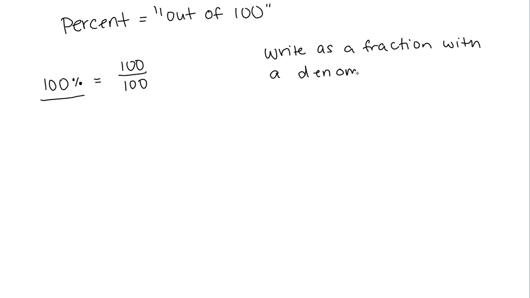Let's say we had 35%, okay? We want to write this as a fraction with a denominator of 100. Our numerator becomes this 35, and because it's percent, we say out of 100. That's our first step. We write it as a fraction with a denominator of 100.